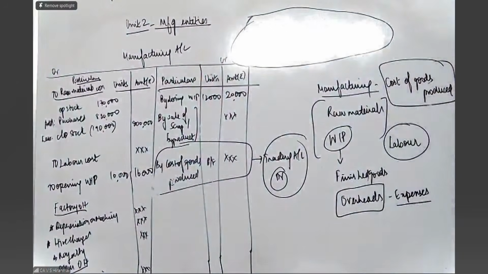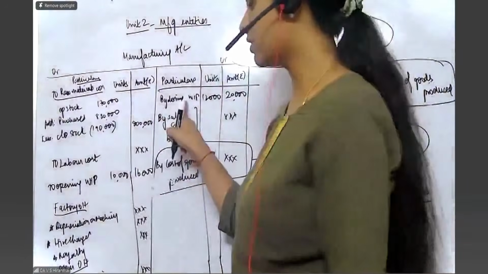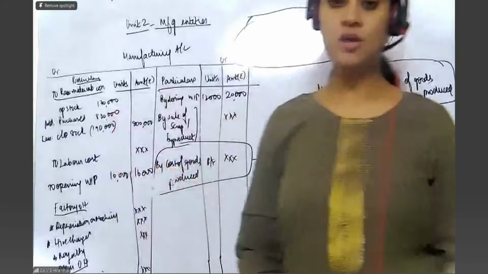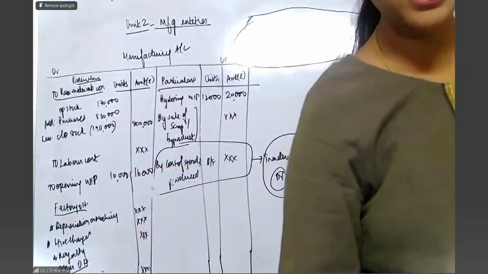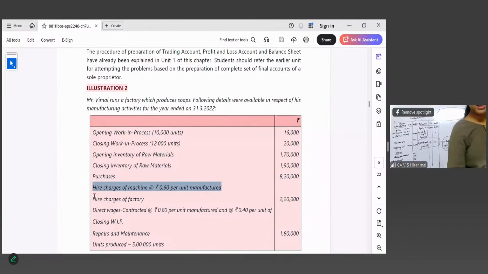Is this clear, everybody? Any doubts till this? I just posted the opening stock, opening work in progress, closing work in progress value, and I have done the raw material consumption value. I have just computed this. Okay, now please come down. All of you please see, hire charges of the machinery is there. Hire charges of the factory is there.